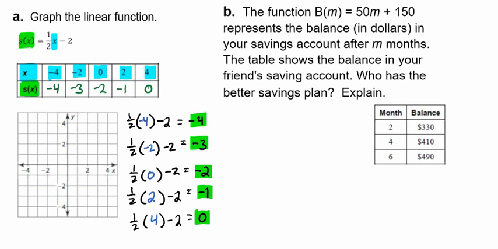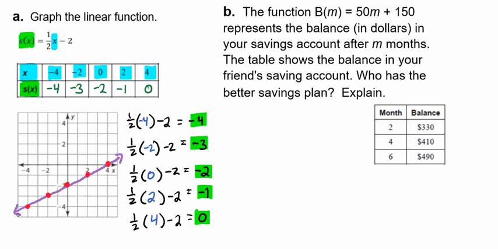So for -4, I was at -4, and at -2, I was at -3, and 0 was -2, and 2 was -1, and 4 was 0. So now that I have my points, since I'm graphing a linear function, I need to connect those points with a line, and we're done. So notice how graphing a linear function, when it's written in function notation, is just the same as graphing a function that's not written in function notation.